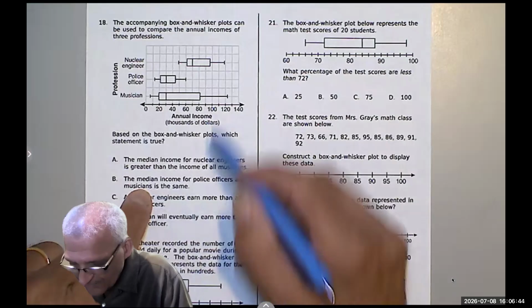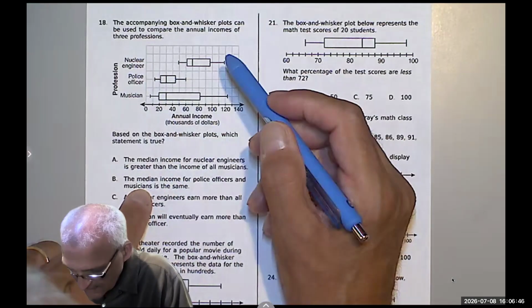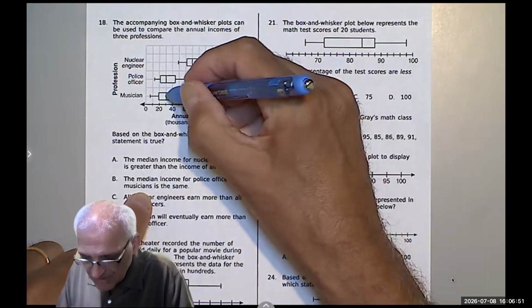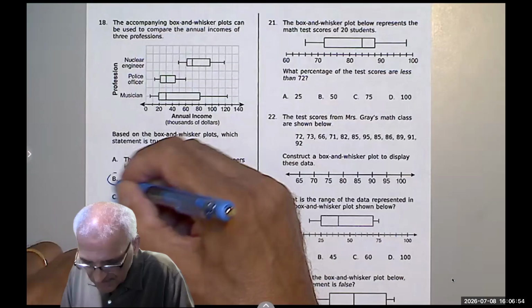The median income of police officers and musicians is the same. Yes, it is. The median of musicians and police officers is the same.